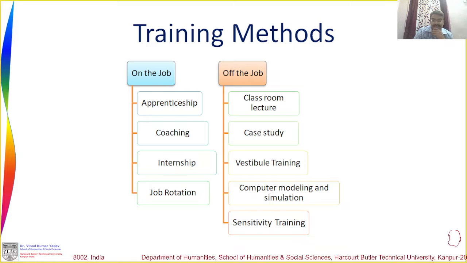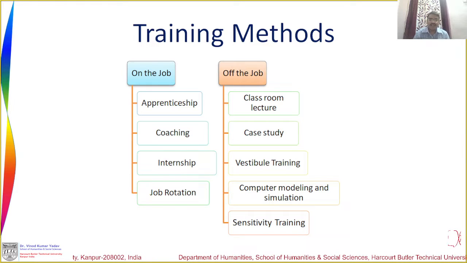Likewise, you have vestibule training, you have simulation, computer modeling and simulation. Basically, what we talk about in simulation is that the real time situation is created in a studio or as a virtual situation. Virtual situation means, say, for example, pilot training. Pilot training starts off the job. A virtual cockpit is there. Everything is very similar to a real cockpit, and then training is given, and with the computer system or simulation, the screen will show you a situation very similar to real time.